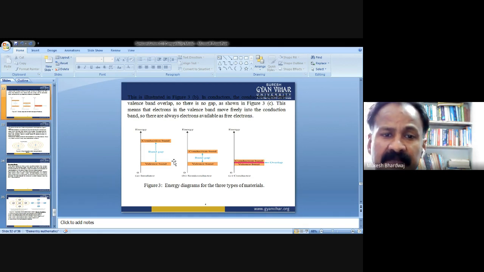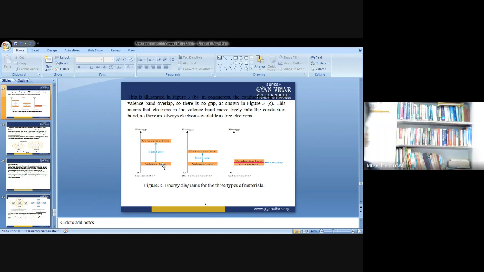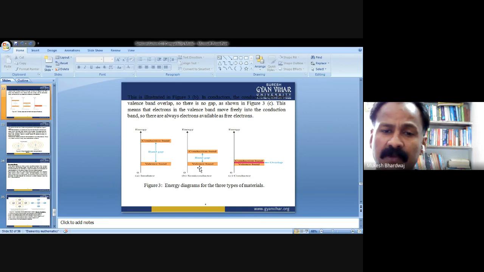And if you see the insulator, in the first figure, the energy band gap between the valence band and the conduction band is very much higher. So a high amount of energy is required to make the electron jump from the valence band to the conduction band. Whereas in semiconductors, the energy band gap is comparatively smaller than in insulators. So a small amount of energy is required to move a valence band electron to the conduction band. So this is known as the energy band diagram for the three types of materials.